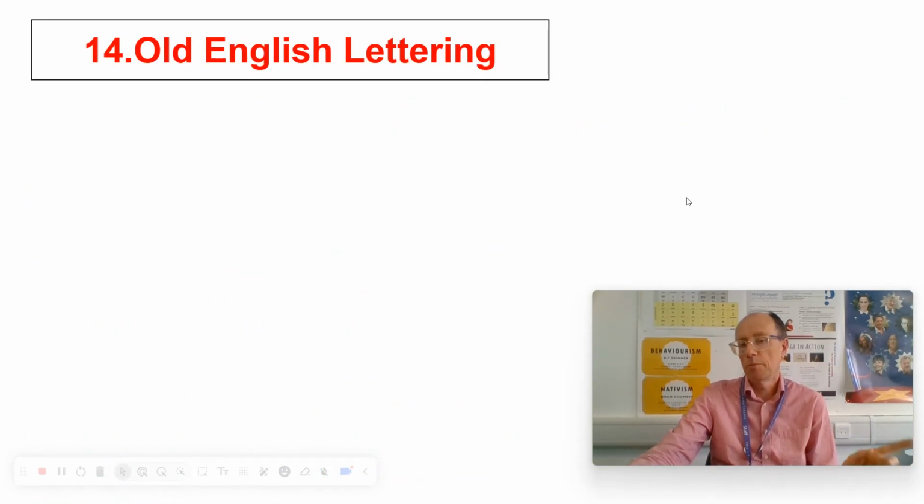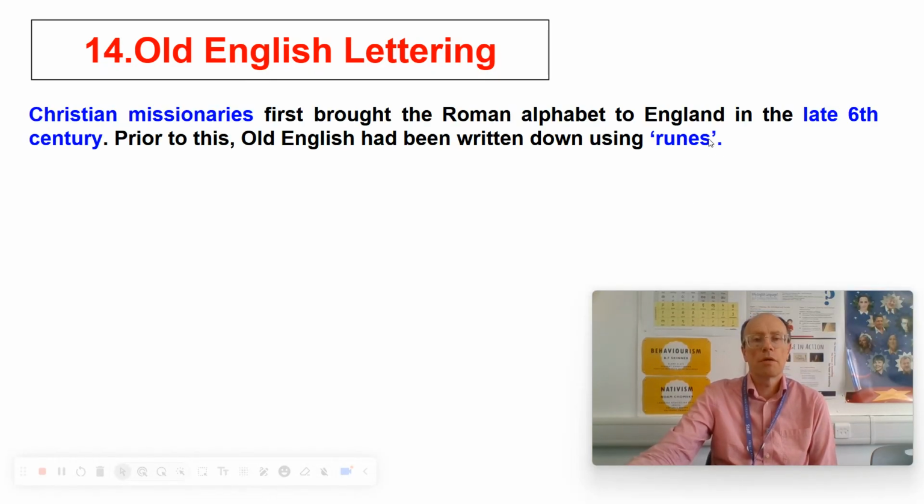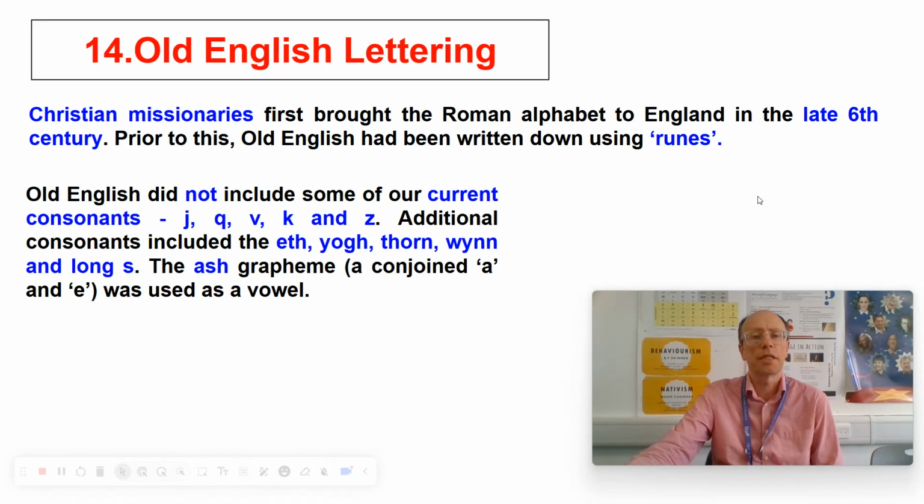Language change concept number 14, we're going right back to Old English and lettering. So here, let's talk about Christian missionaries because they're the ones to blame. They were the ones that first brought the Roman alphabet to England, and it happened in the 590 something, in the late 6th century. Prior to this, Old English, when it was written down, which was rarely, it was written down using runes, which are straight lines that could be carved into stone and wood. So it's Christian missionaries who bring the Roman alphabet to England.